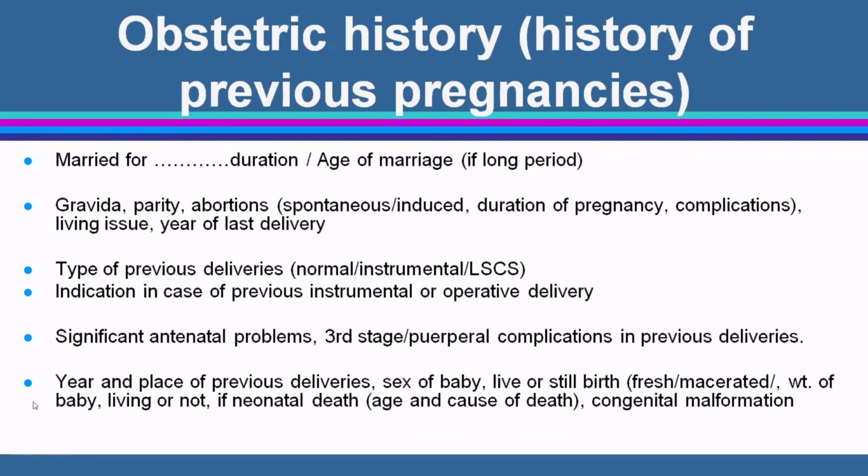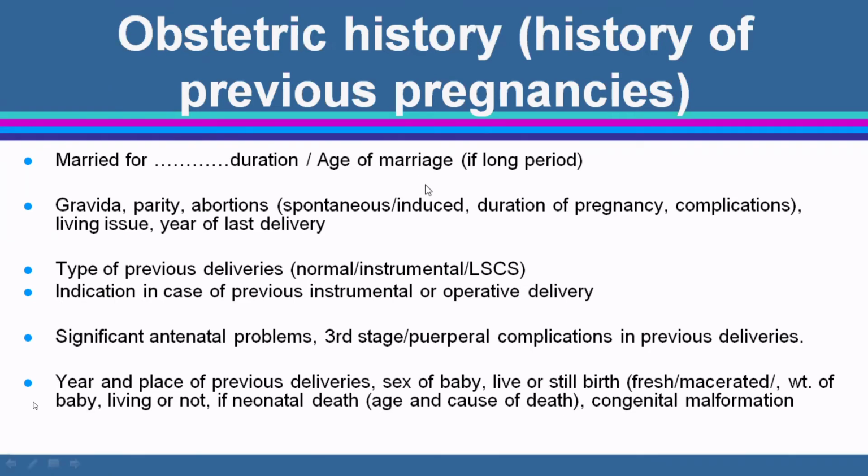Now, after this history of presenting illness, we go to obstetric history. That is history of previous pregnancies, right? So we start from the duration of marriage. Okay. So married for how much duration? 1 year, 2 years, or many years?